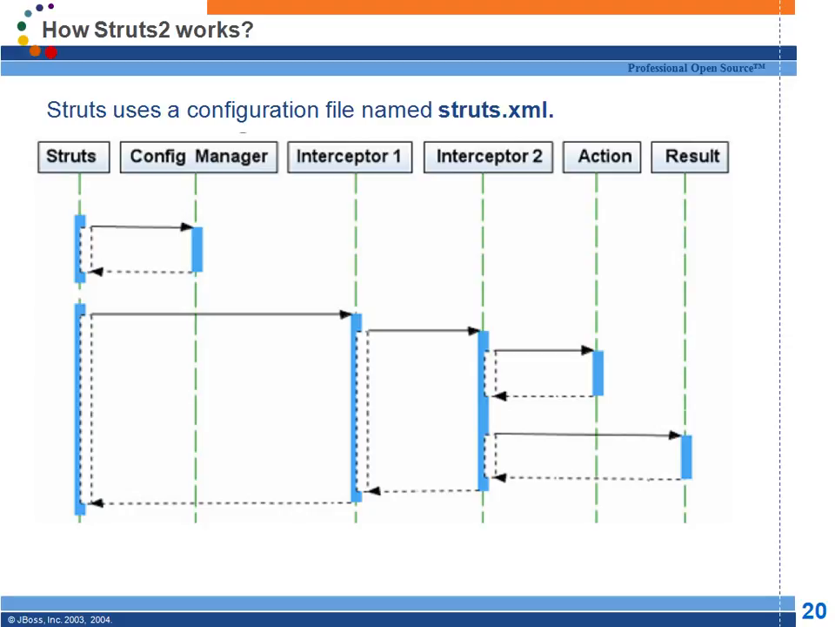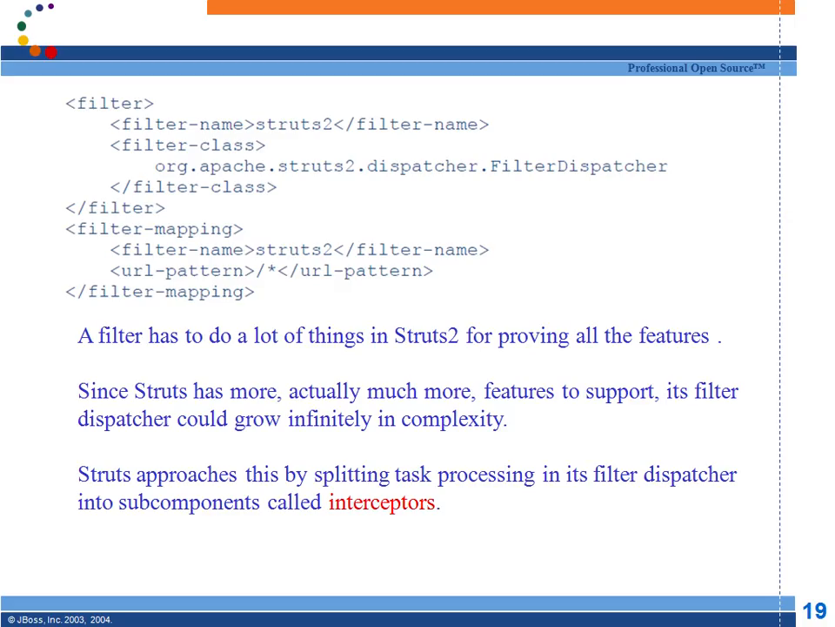how Struts2 works. You actually give a request to first product_input.action. All requests are coming to the filter dispatcher. The filter is nothing but our controller. What happens is whenever the filter gets a request, it has to do a lot of work. This is a filter configuration. All requests will come to the filter. A filter has to do a lot of things in Struts2 for providing all features. Struts2 is providing a lot of features. It has to do a lot of things, right?